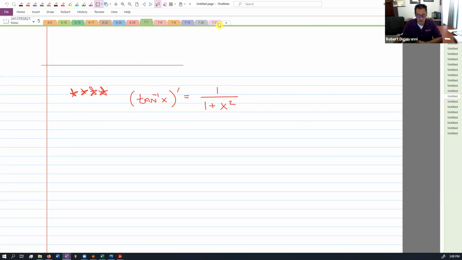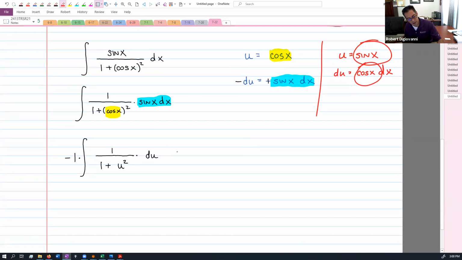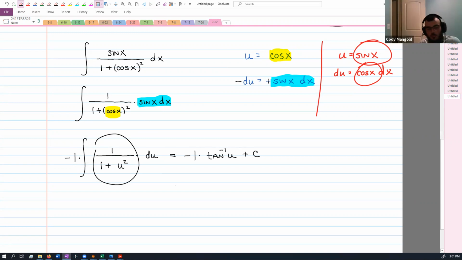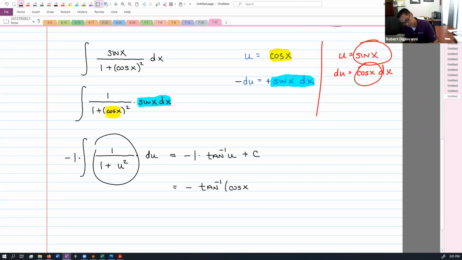And so with that knowledge, we can say that this is equal to the -1. Okay, we're taking the antiderivative now. And then the antiderivative of that is arctangent of what? Not x, u, plus c. And that's equal to negative, I don't really need -1, I'm just gonna put negative tangent inverse of u, but u was cosine of x, plus c. There you go.